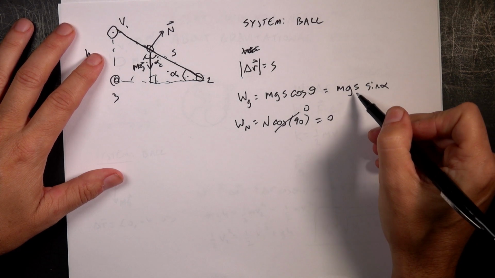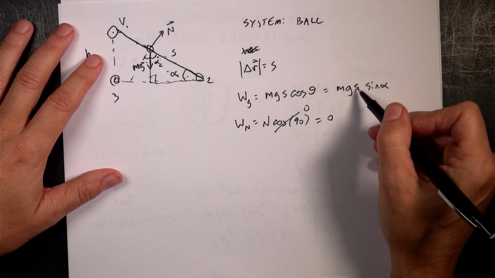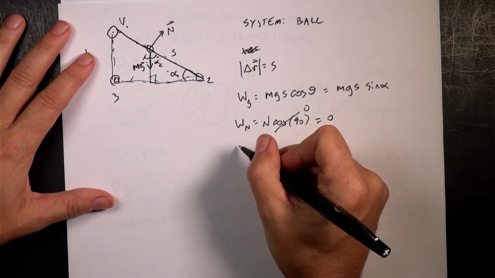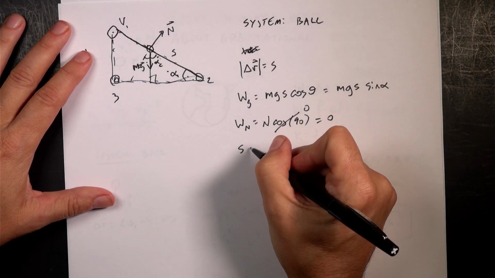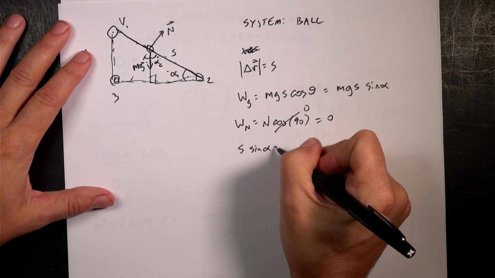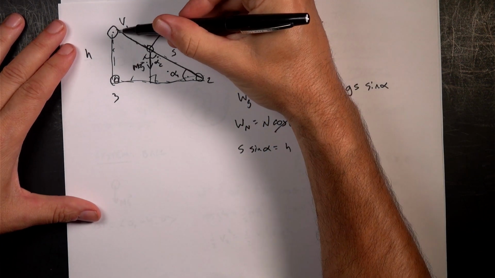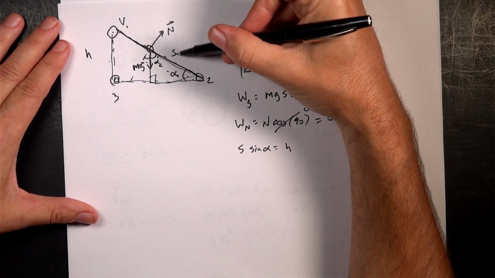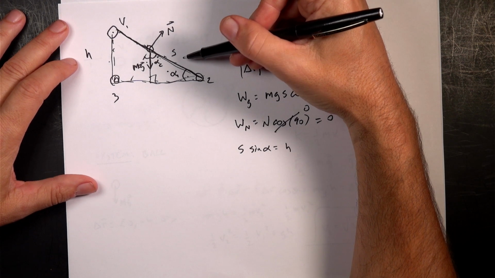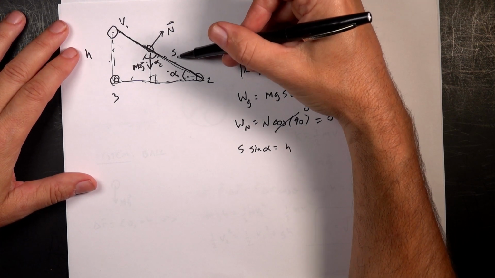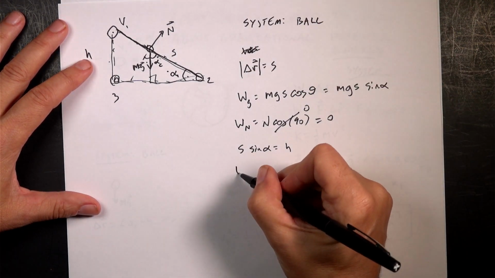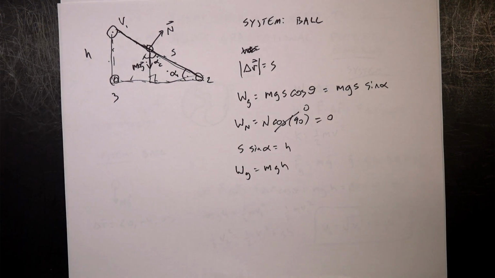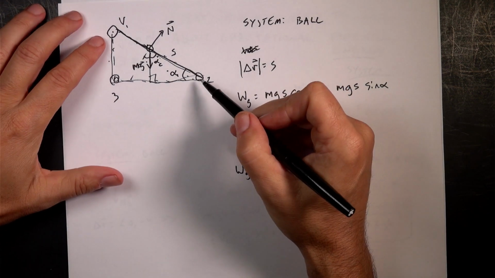Okay, so now I just need an expression for S. So if this is a triangle, I can say S times sine of alpha is equal to H, right? Because sine is opposite over hypotenuse, and so that would be H. So sine of alpha times S is H. So that means the work done by gravity is mgh. Isn't that awesome? Okay, now that's just going to part 2.